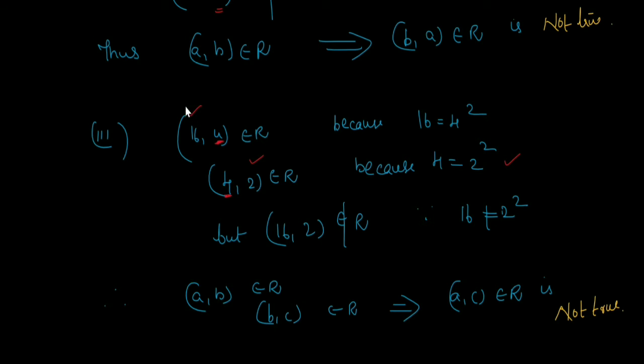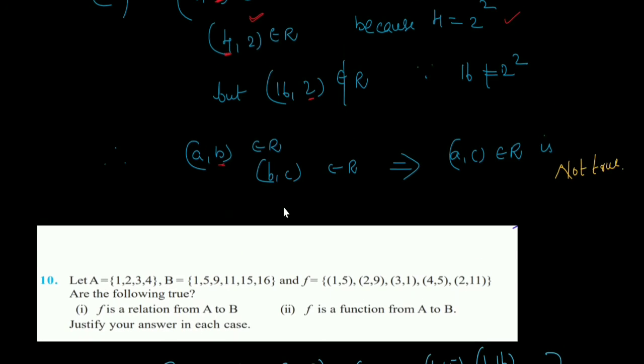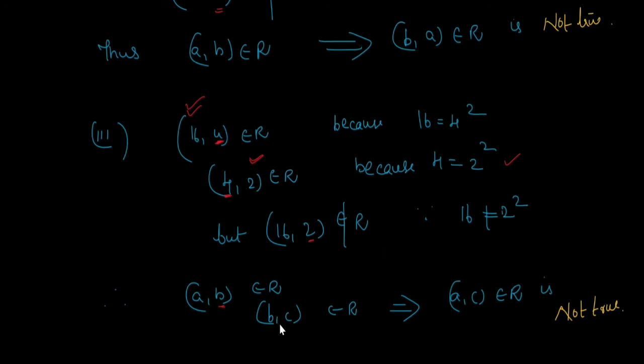The question is, if you take the first element of the first pair and the second element of the second pair and form an ordered pair, will that be in R? (16, 2): no, because if you square 2, you won't get 16. So (16, 2) doesn't belong to R. So (a, b) belongs to R and (b, c) belongs to R doesn't mean that (a, c) belongs to R. The statement is not true.